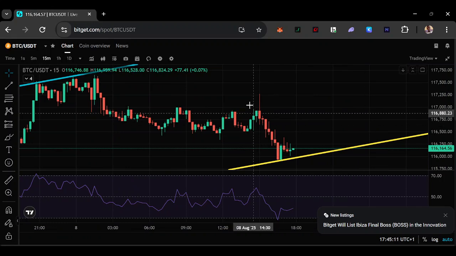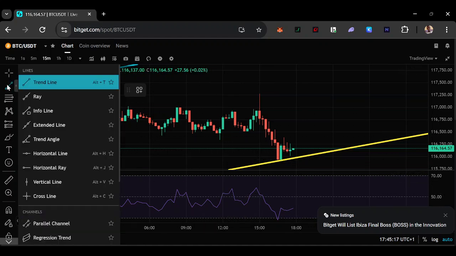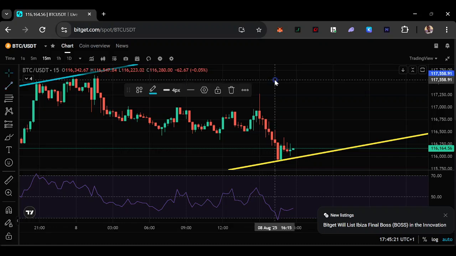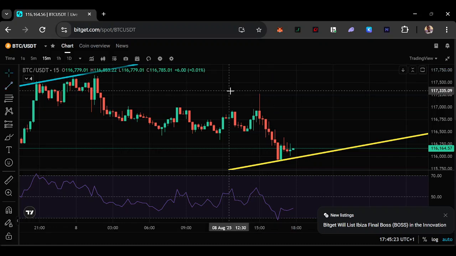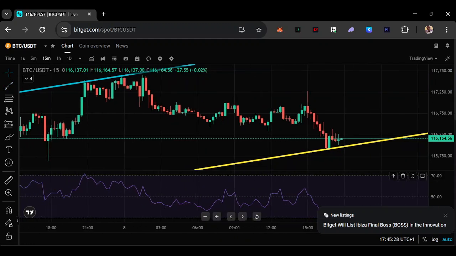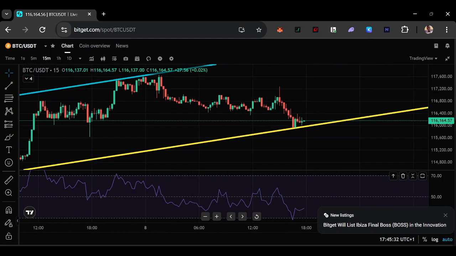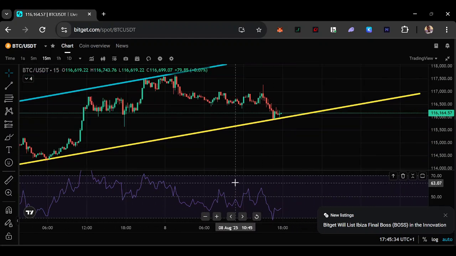I so much love using RSI as my entry. Now, what is RSI? For those of you who don't know, RSI is an indicator. This indicator you're looking at down here is my RSI. Let me expand it more so that you can see it.